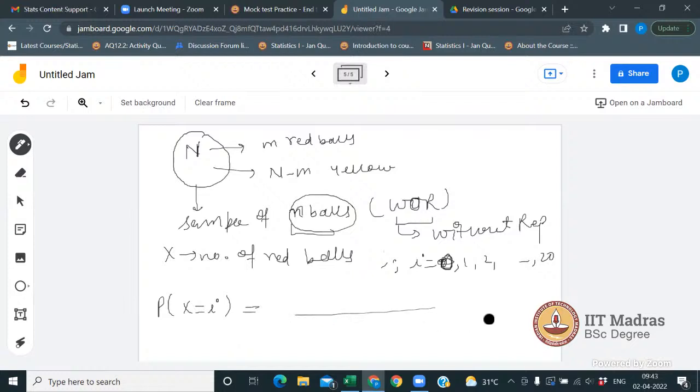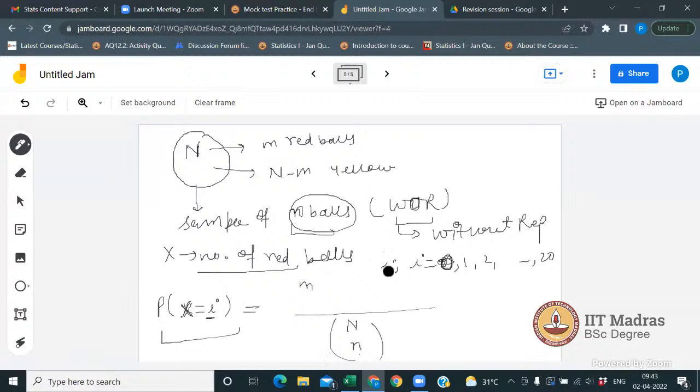I'm asking about the probability, and it would be in terms of combinations. X is representing the number of red balls. First, tell me what the total sample space is. That would be capital N C small n. Is it clear? Out of those capital N balls, you are choosing the small n balls. This is simple probability.